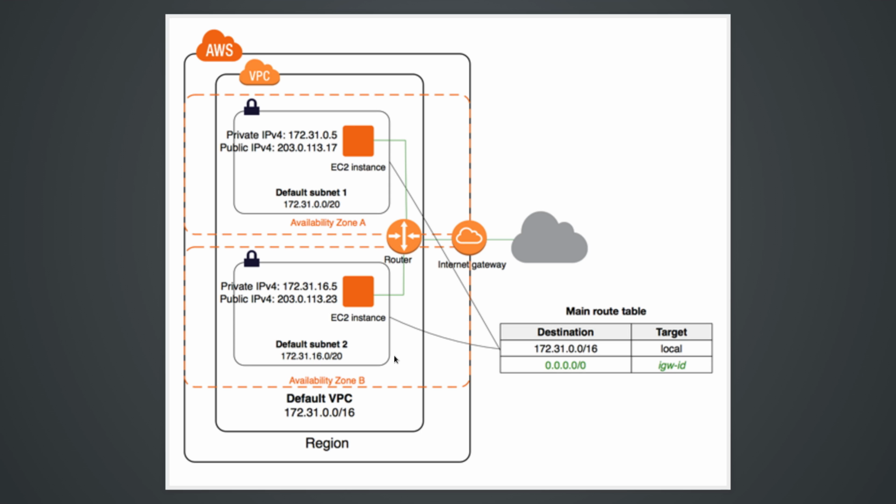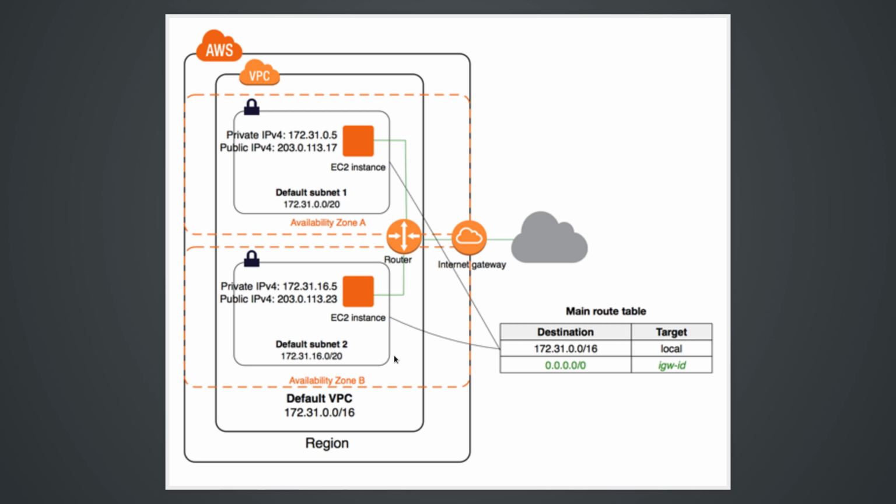The region is the outer layer. Within that you have your default VPC, and within the default VPC in this particular example you have 2 availability zones, availability zone A and B. Each of them has a single subnet defined, and that's the default subnet that comes with the default VPC.